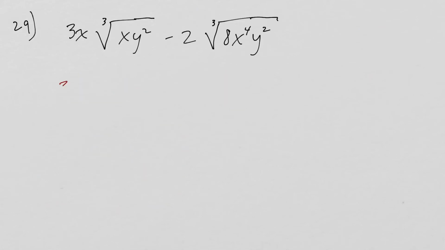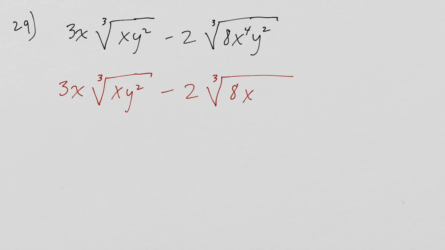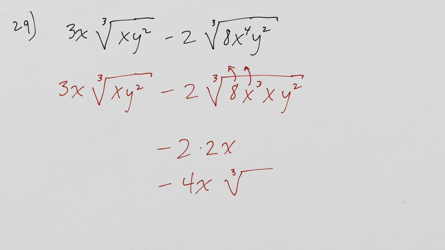Okay, this first one is completely simplified, so I'm just going to write it down again. This second one I'll rewrite as 8x cubed times x y squared. Now, the 2 is just sitting there. When I take out the 8, it becomes a 2 because I'm cube rooting it. When I take out x cubed, it becomes an x. And so this is going to be a negative 4x, and I'm left with the stuff that couldn't come out.